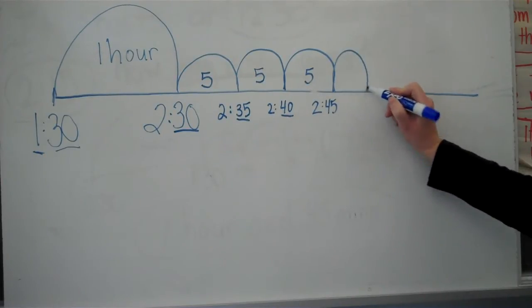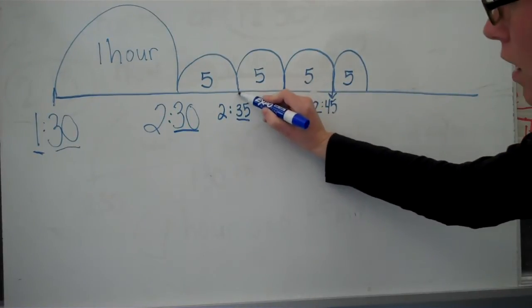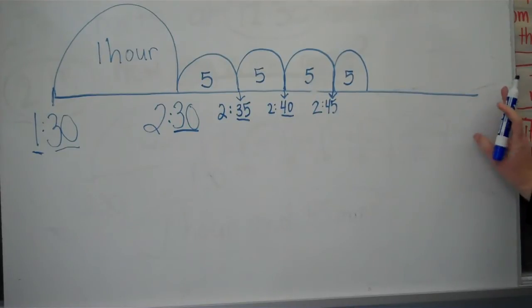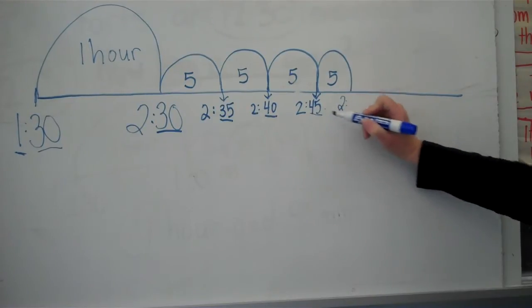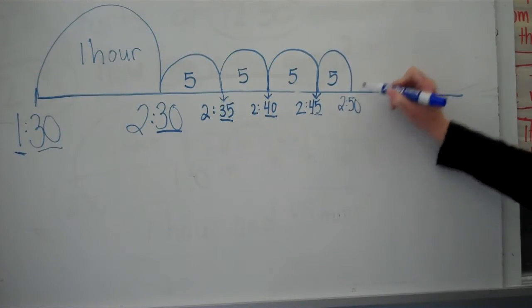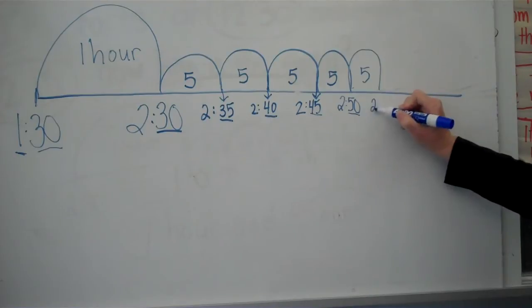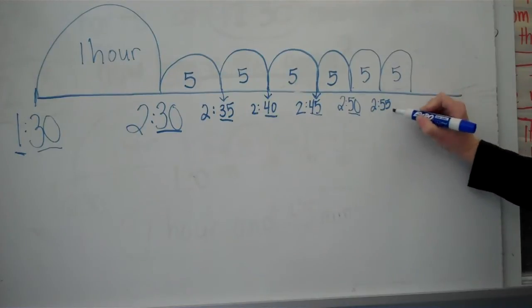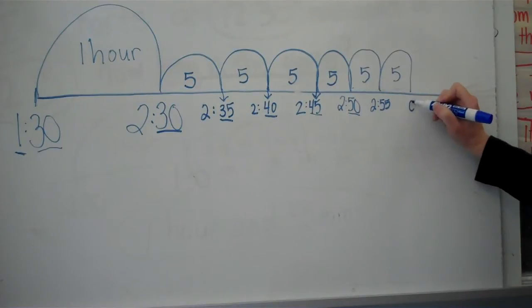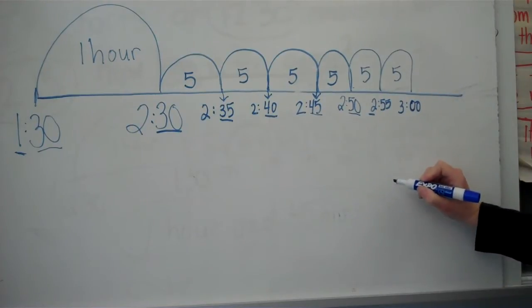2:45. Another 5 minutes. Notice that I'm putting the numbers right where these humps come together. Then I'm going to do 2:45. After 45, I say 50. 5 more minutes. After 50, I say 55. After 55, I would say 60, but we know that if we say 60, we say o'clock. So it's going to be the next hour. So now it's going to be 3 o'clock.